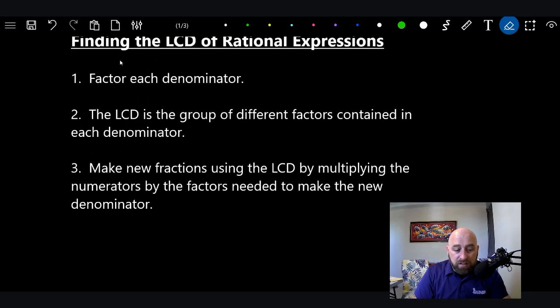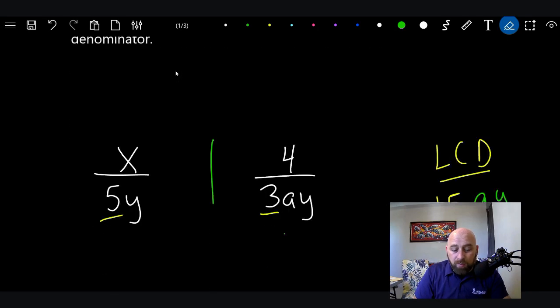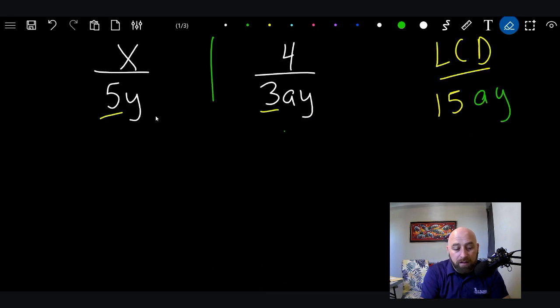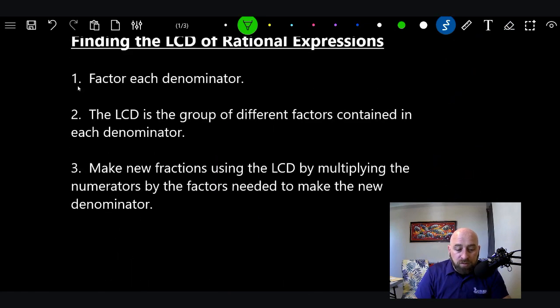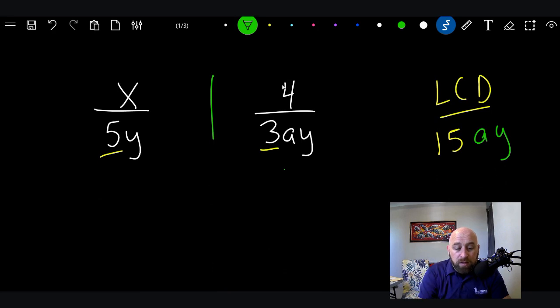Factor each denominator. We kind of factored this, okay? The factors of 5 are 5 and 1, and the factors of 3AY are 3A and Y. So we didn't have a lot of factoring to do there. So number 2, the LCD is the group of different factors contained in each one. So even though that's common, we count that one time.